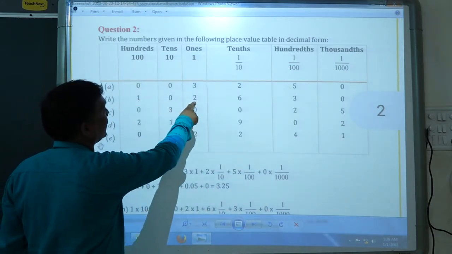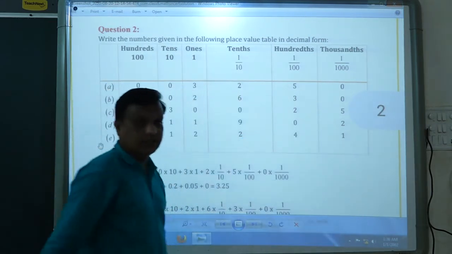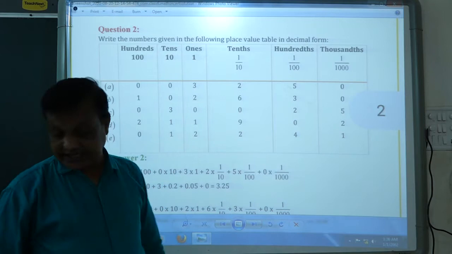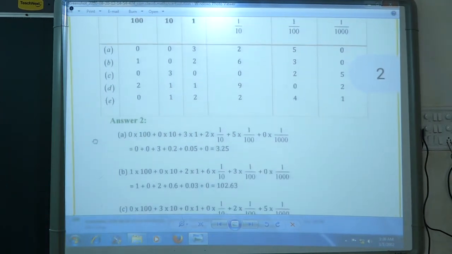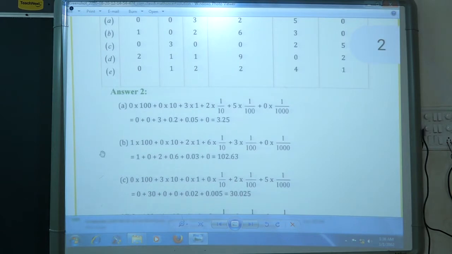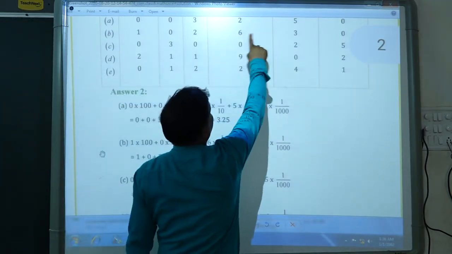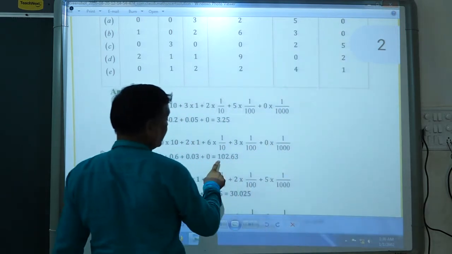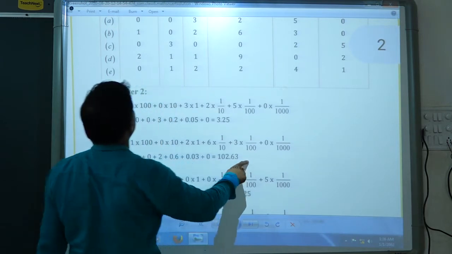Now the second: 100, 0 tens and 2 ones. So this is 102.630 or 102.63. Second one, I am giving you the answer directly: 102.630. In the last place put a 0, no problem. If you do not put a 0, no problem.